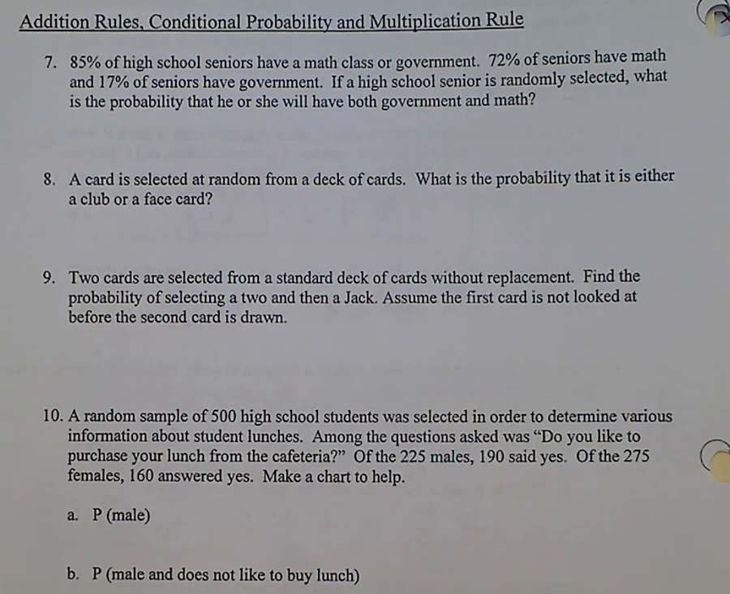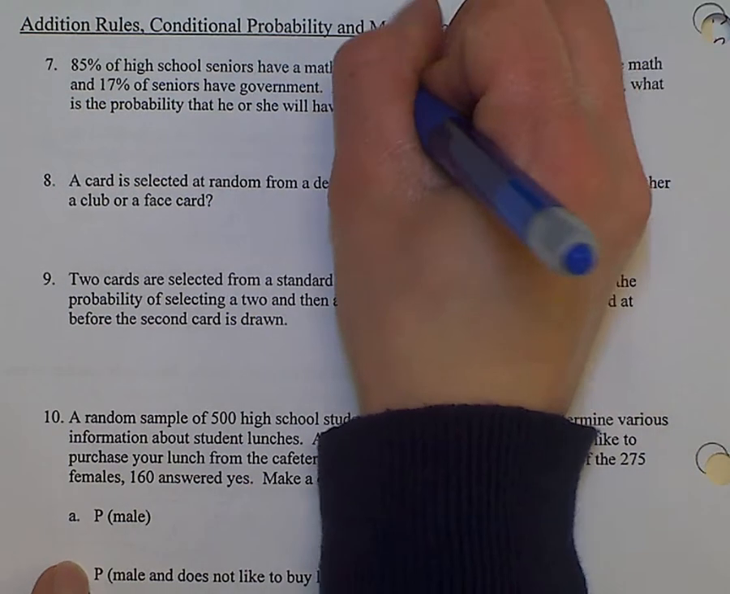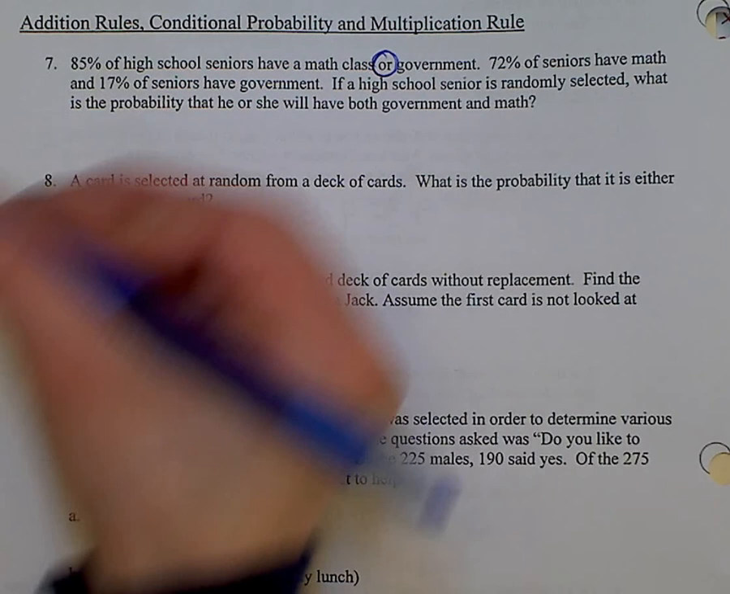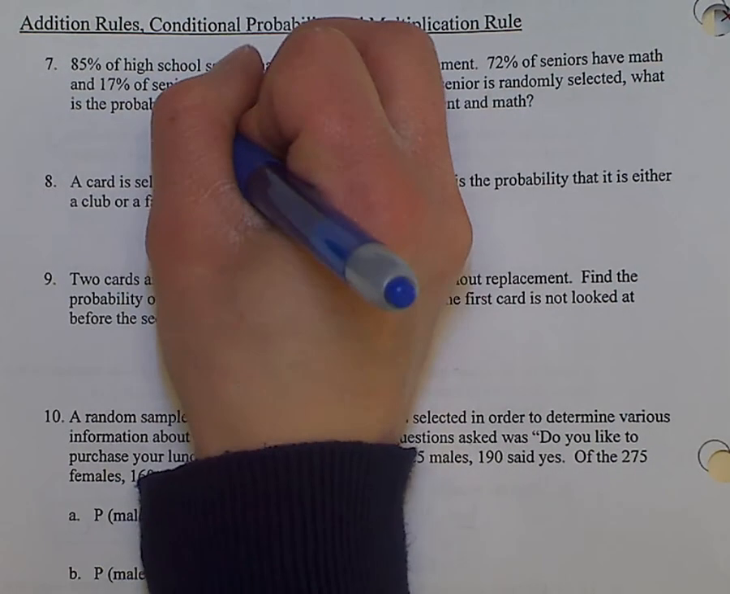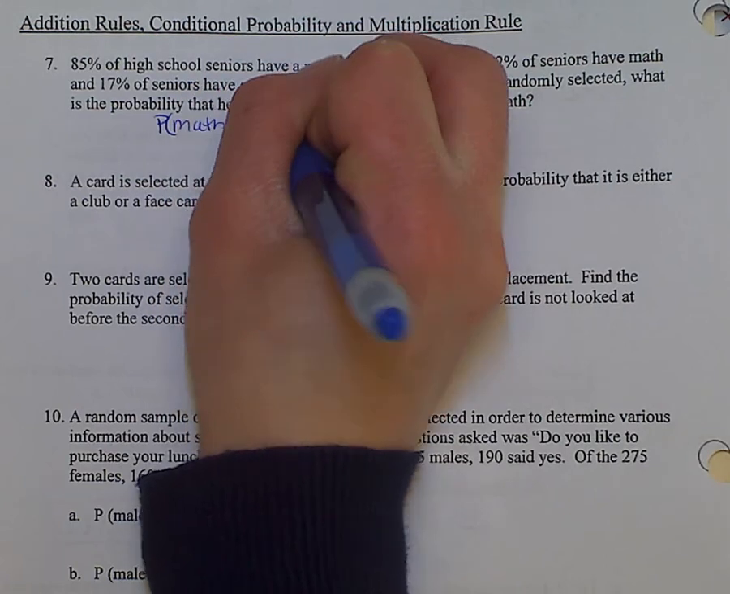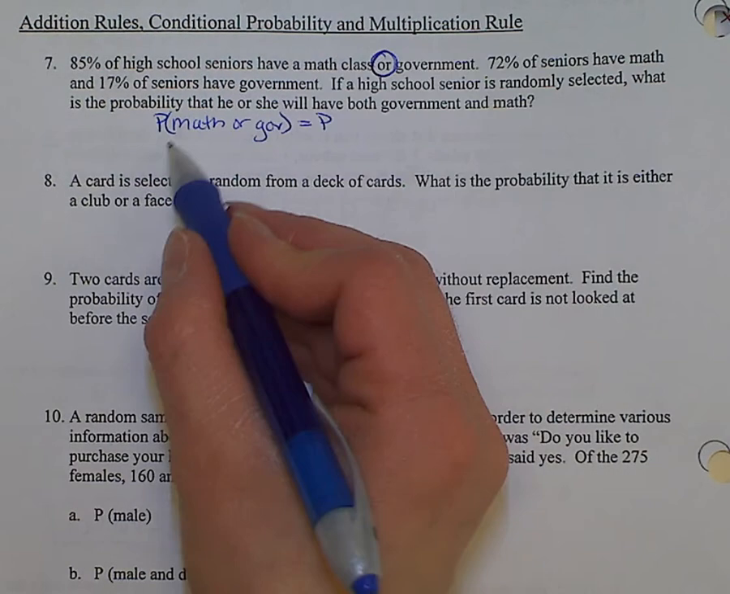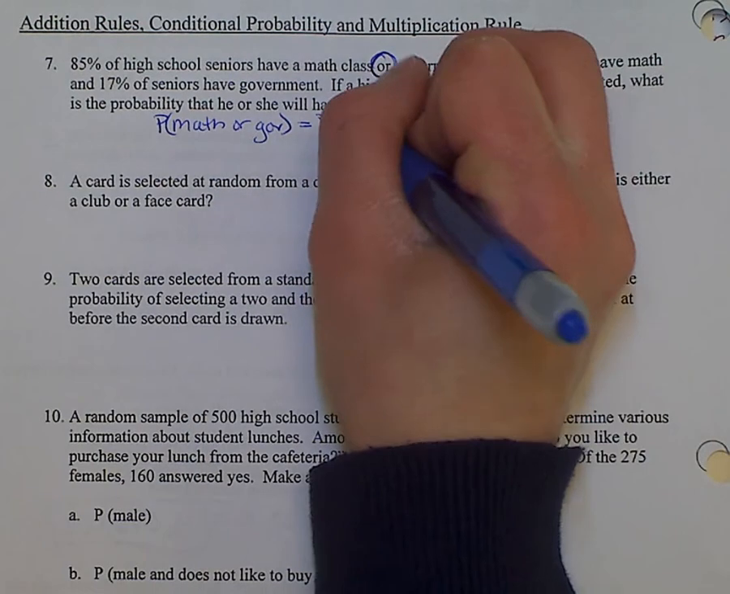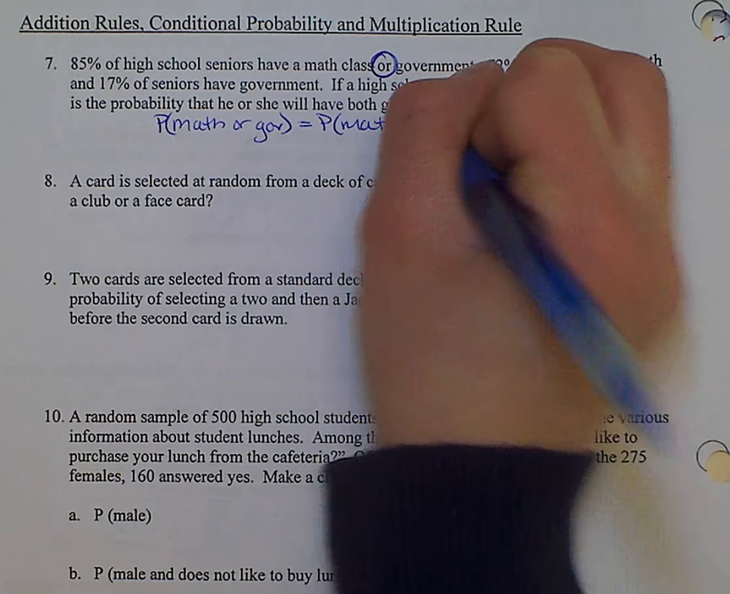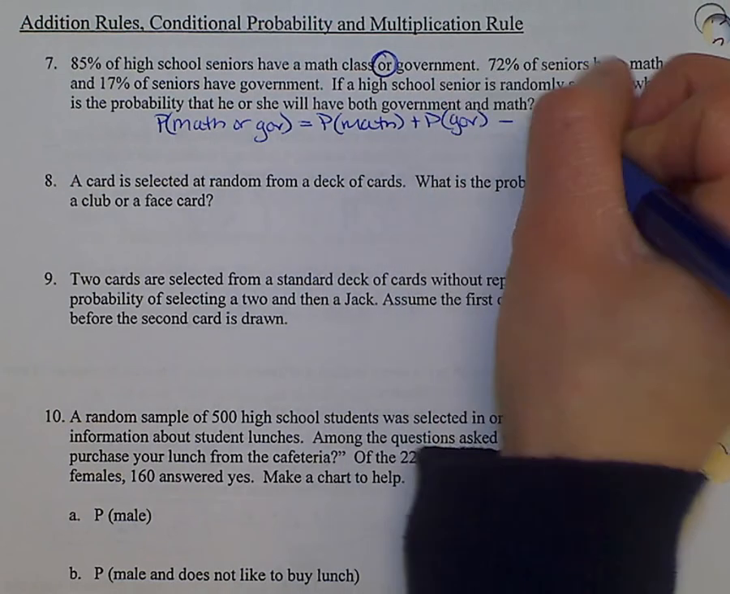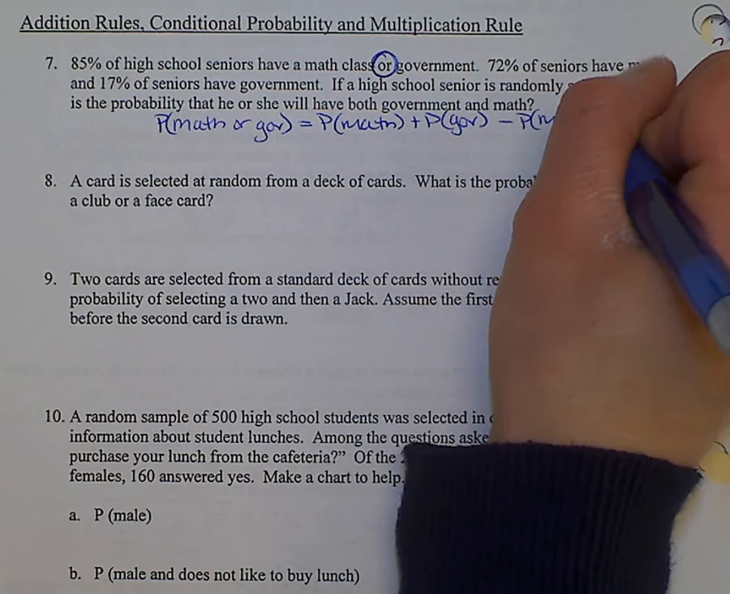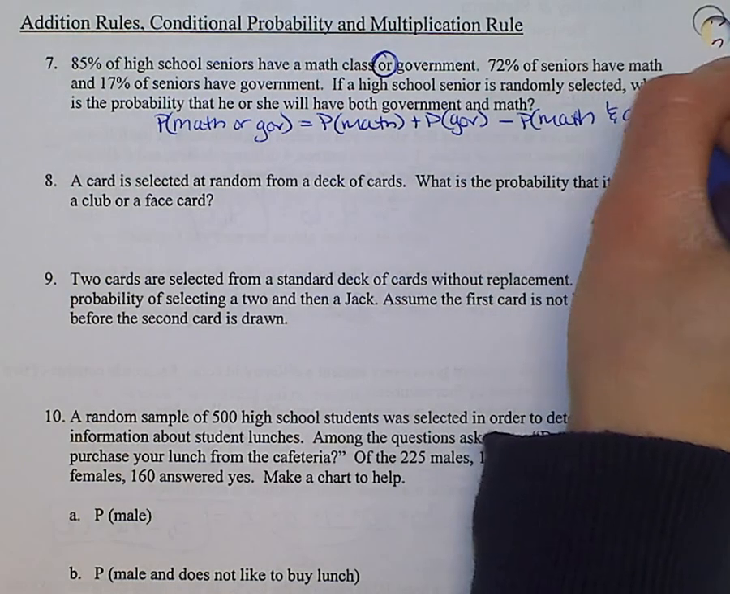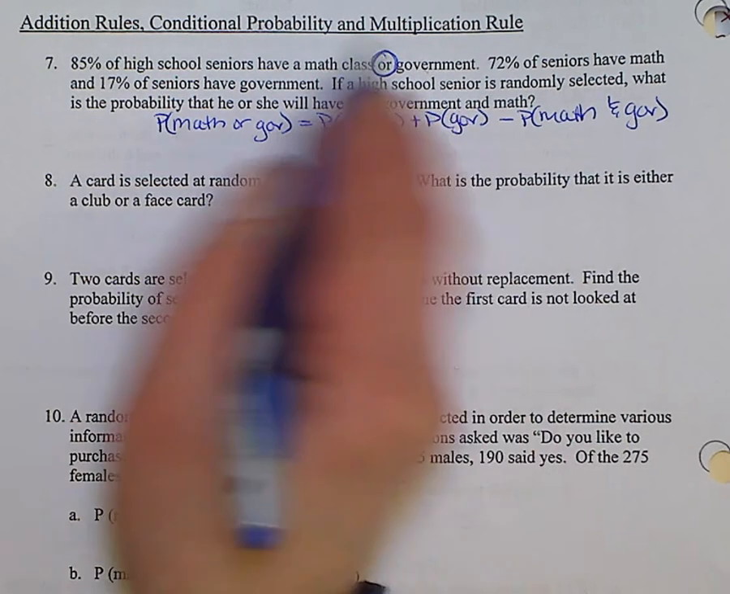On the next page of our Unit 2 review, we have our addition rules, conditional probability, and multiplication rule. Number 7: 85% of high school seniors have a math class or government. Keyword here, right in the first sentence, math or government. This sets up our addition rule. So the probability of A or B equals the probability of A plus the probability of B minus the probability of both A and B. So our or, math or government, is 85%.